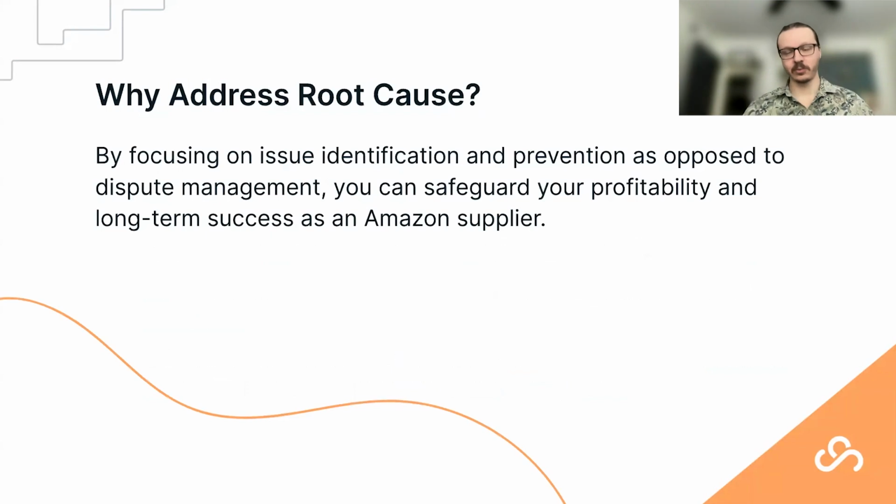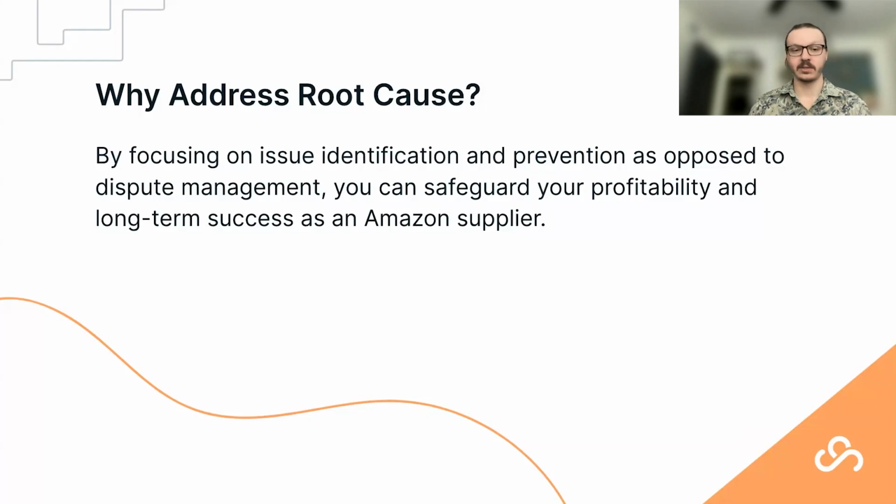So we'll start super high level again, with a little bit more of the concepts of root cause analysis. Asking why is actually pretty relevant for this. Asking why is about focusing on issue identification and prevention as opposed to dispute management. Essentially, what we're going to do is safeguard profitability and save everyone's time at the end of the day as well. It's about efficiency and long-term success with Amazon as a supplier.